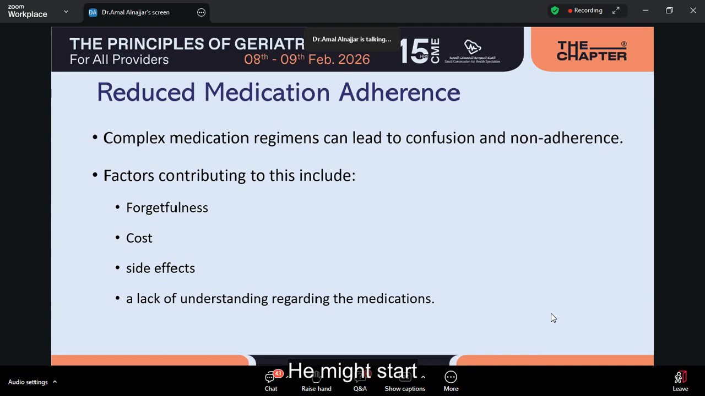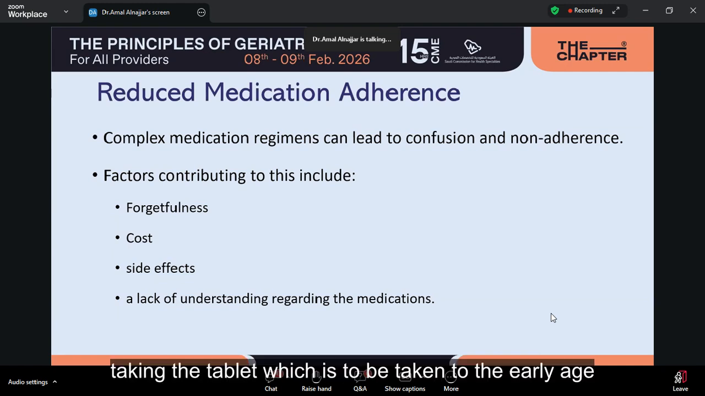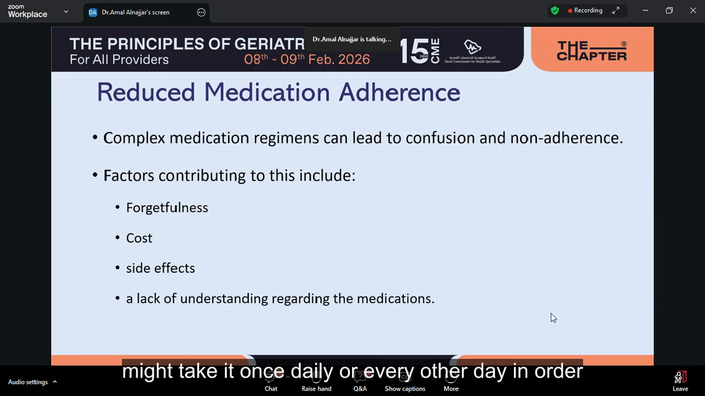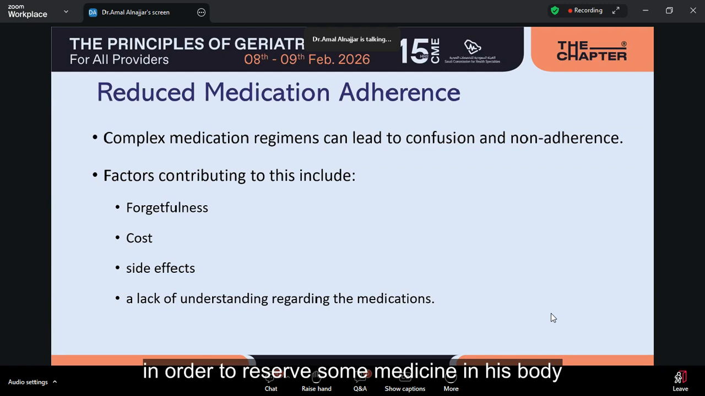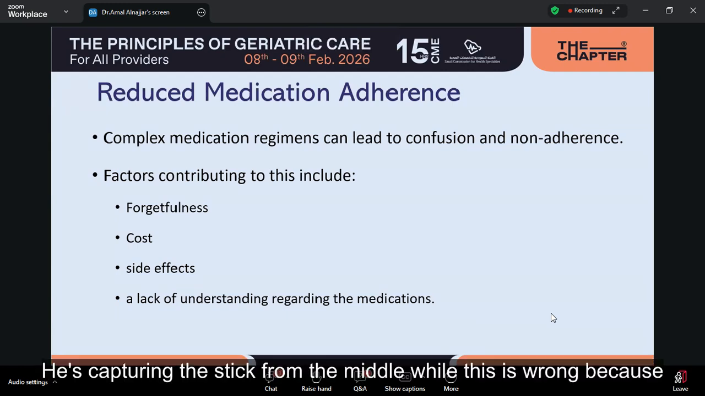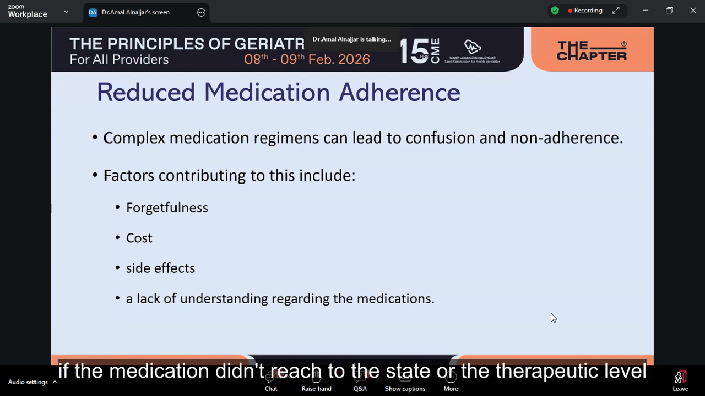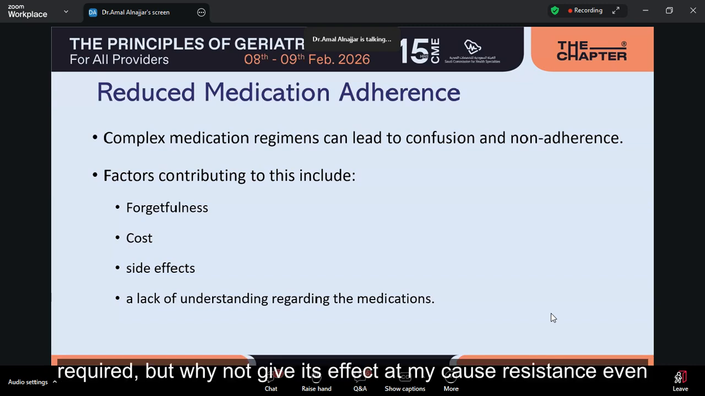He might start taking the tablet, which is to be taken 2 times daily, once daily or every other day, in order to reserve some medicine in his body, thinking that he's grasping the stick from the middle, while this is wrong, because if the medication doesn't reach steady state or the therapeutic level required in the body, it might not give its effect and might even cause resistance.